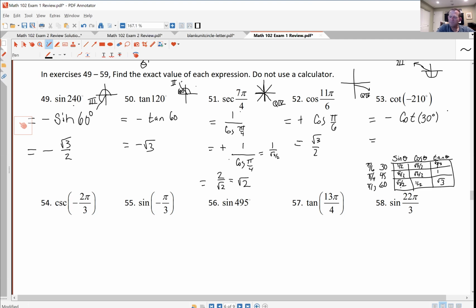Cotangent 30, well, that's 1 over the tangent of 30. Tangent 30 is root 3 over 3, which gives us 3 over root 3, which, when you rationalize the denominator, gives you root 3.